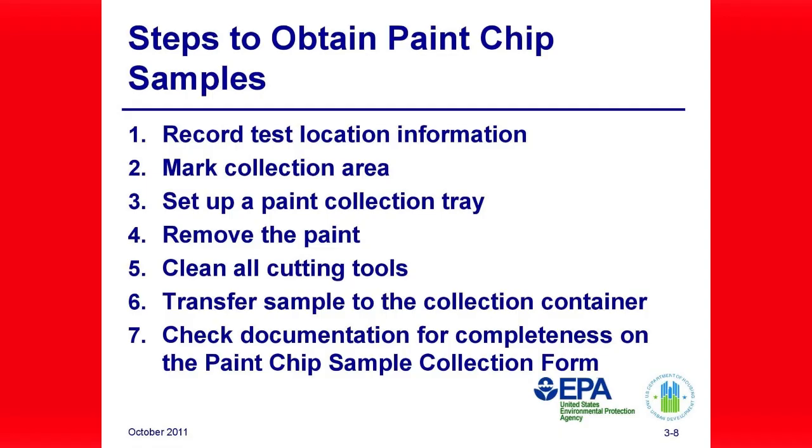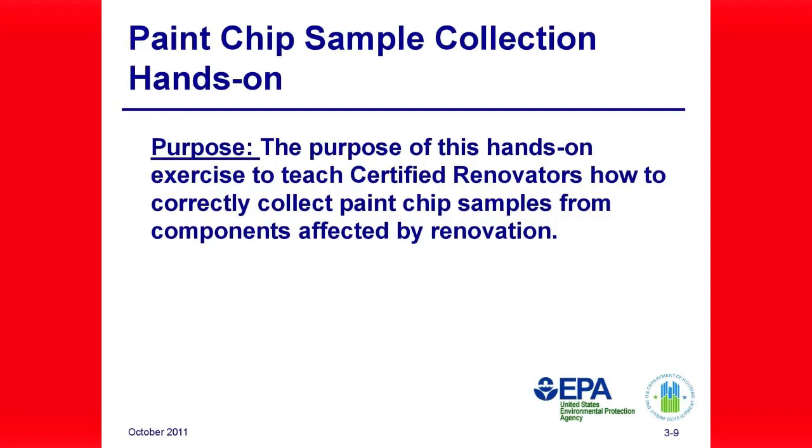Paint chip sample collection hands-on. The purpose of this hands-on exercise is to teach certified renovators how to correctly collect paint chip samples from components affected by renovation. This will be skill set number 1: to use recognized test kits and collect paint chip samples for laboratory analysis. The purpose of this hands-on exercise is to teach students how to correctly use EPA-recognized test kits to determine if lead-based paint is present on components and surfaces affected by renovation work.